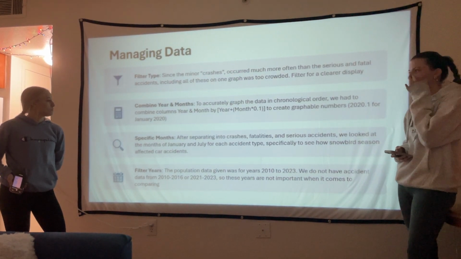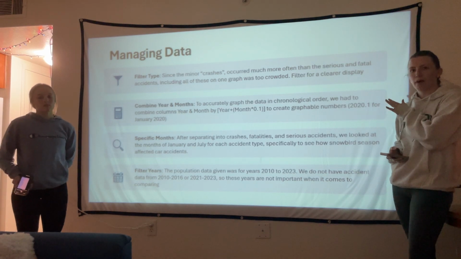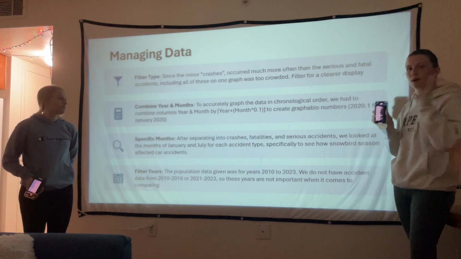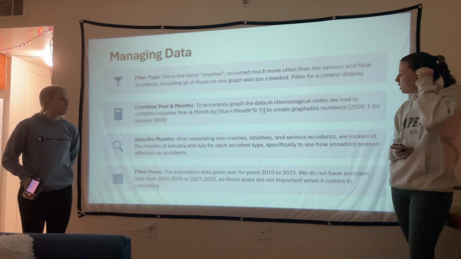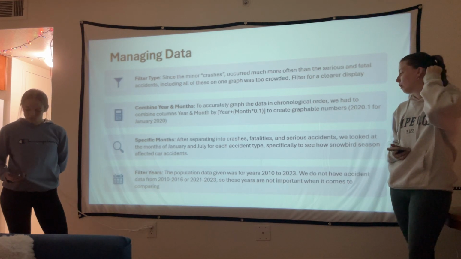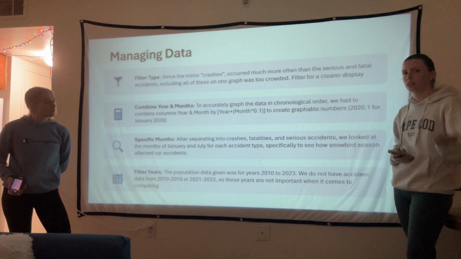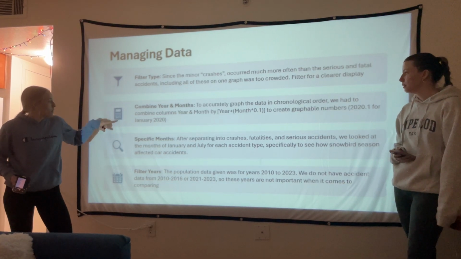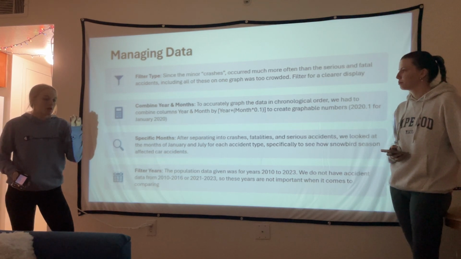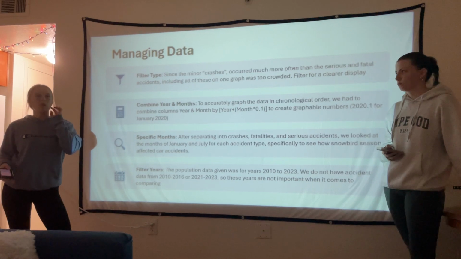So the months of October to November, around to about May, were separated from the summer months where there's less snowbirds here. And then we also filtered the years, because one of our data sets was from 2010 to 2023, and the other one was from 2020 to 2023. We also had to combine the years because there were two different columns of year and month, so it made the data stacked when we graphed it.